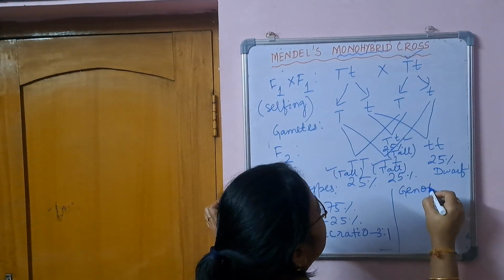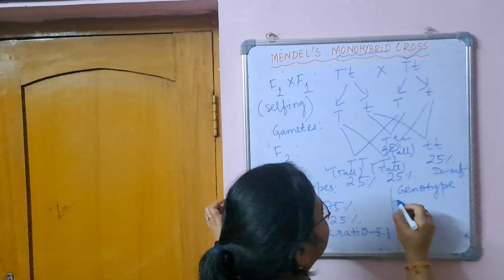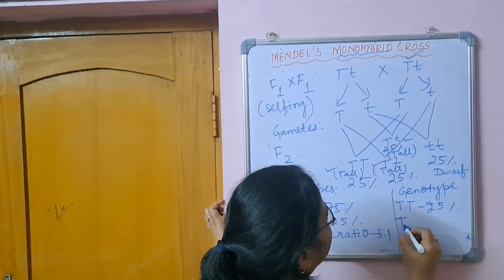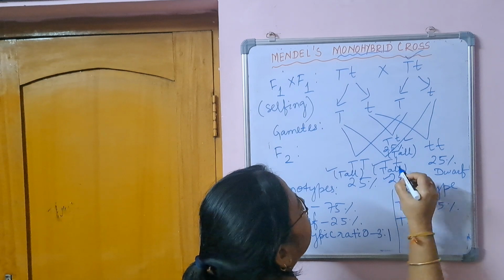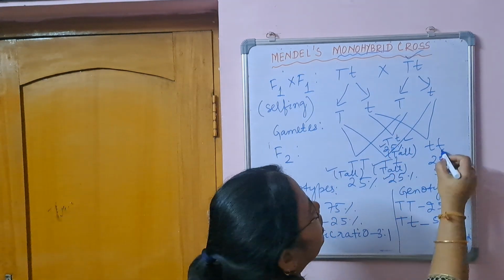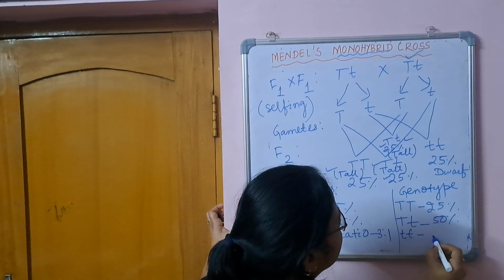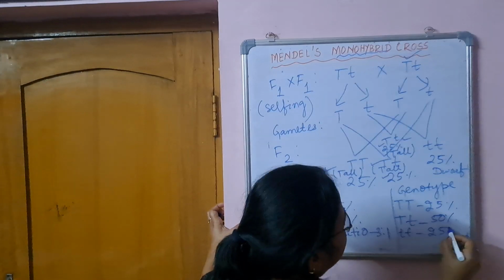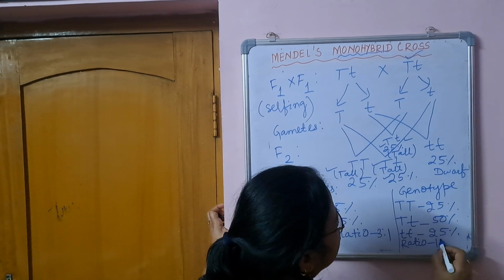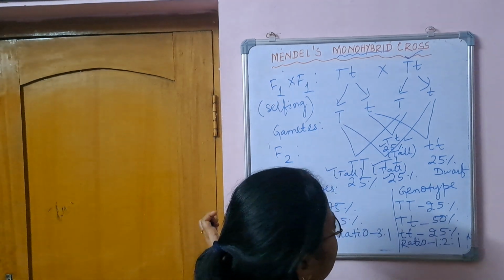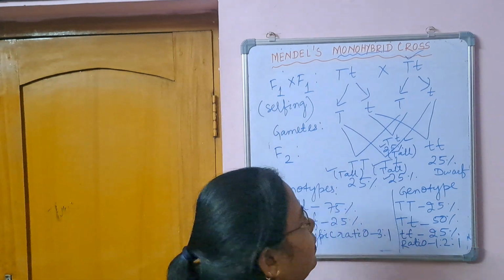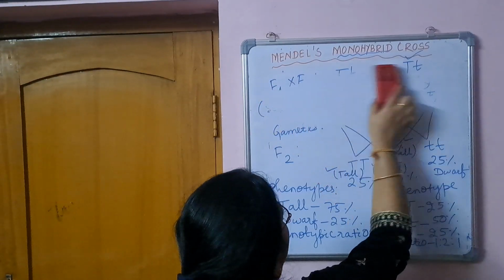Now come to the genotype. Here you see the genotype: capital T capital T we are getting 25%, capital T small t, here you see 25%, another 25% here, so it is 50%. Now small t small t is equal to 25%. Now what is the genotypic ratio? It's 1:2:1. Let me explain this phenotypic and genotypic ratio by taking one example.